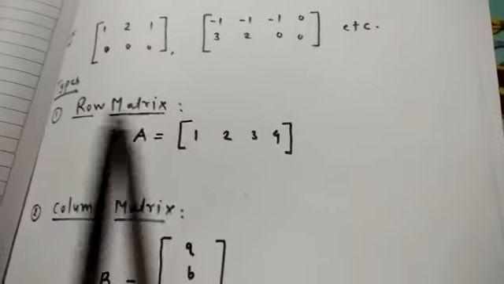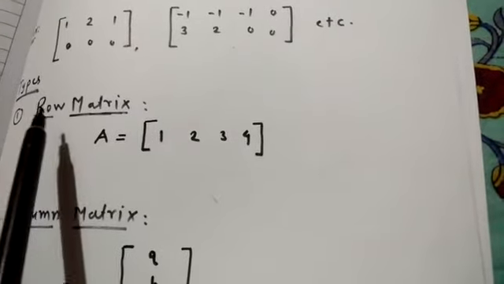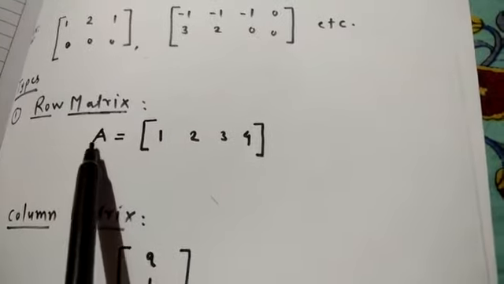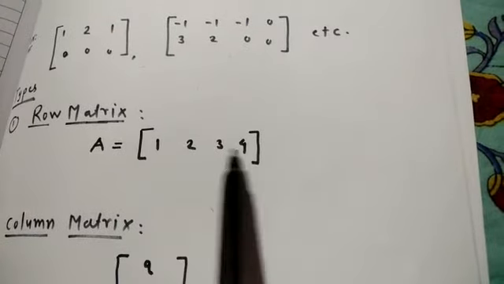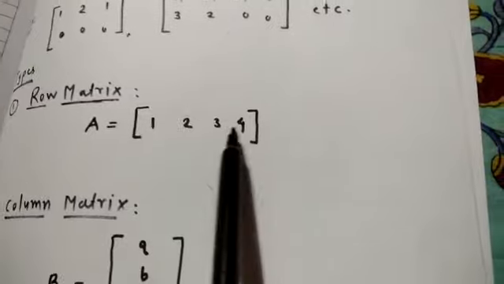First type is row matrix. Row matrix means the matrix which has only one row. I have written an example. This is matrix A, 1, 2, 3, 4. You can check this is only one row. Only one row. It means this is a row matrix.